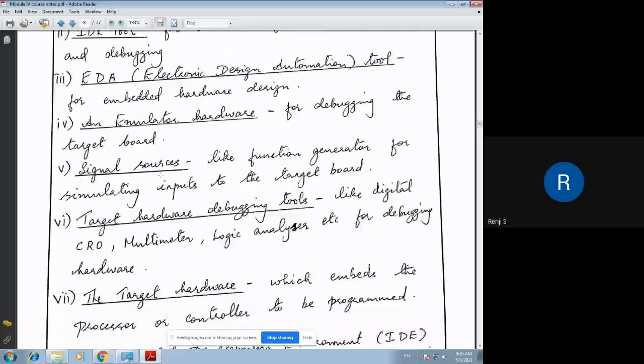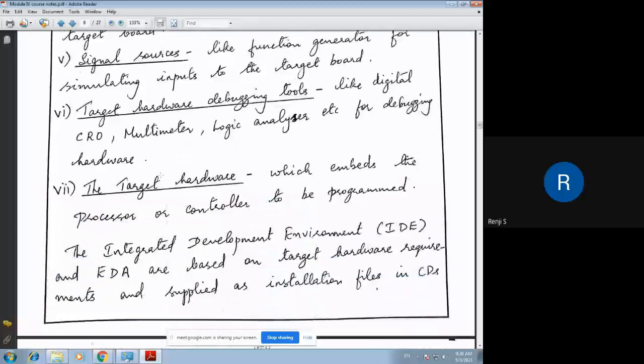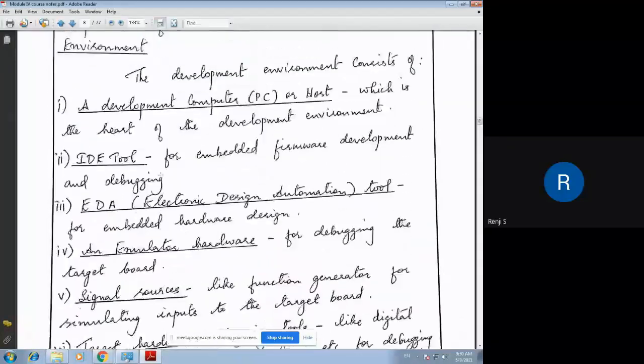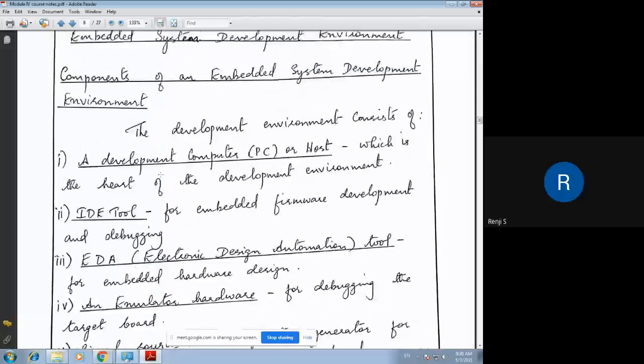This is a university question. What are the components that make up an embedded system development environment? It was a 4-mark question, and it can be asked as an essay question also, so that you can expand it. So, anyway, components, it was asked for 4 marks. Components of an embedded system development environment.